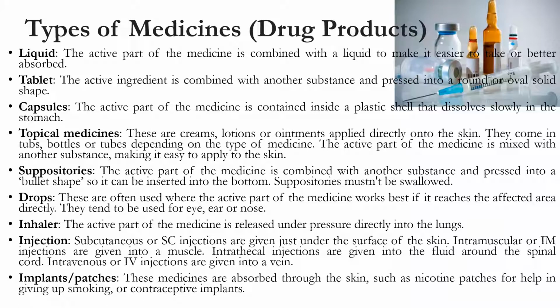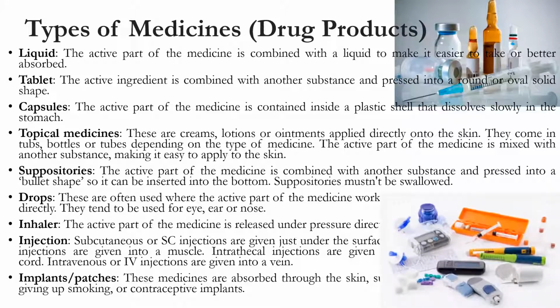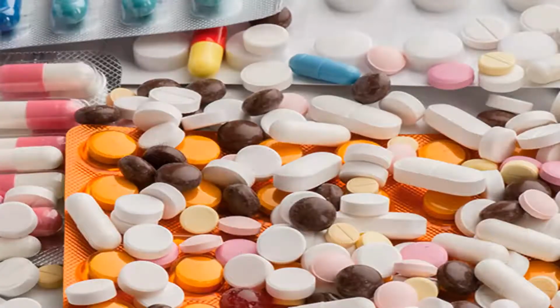And the last product is implants, or we can say patches. These medicines are absorbed through the skin, like nicotine patches, which help in giving up smoking. Sometimes these implants are available today for use by end users in the market. So here you can see the tablet and the capsule. Different types of tablets are there.